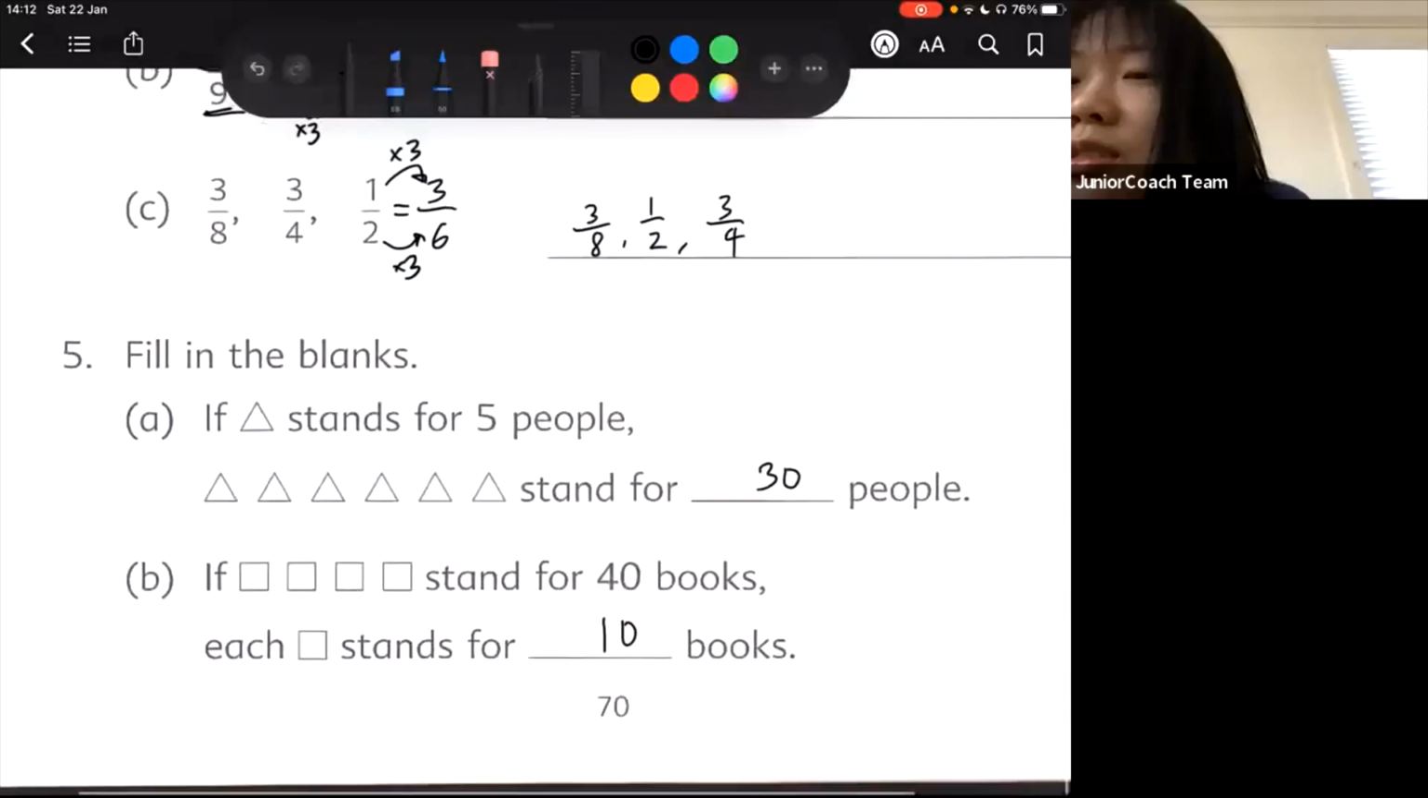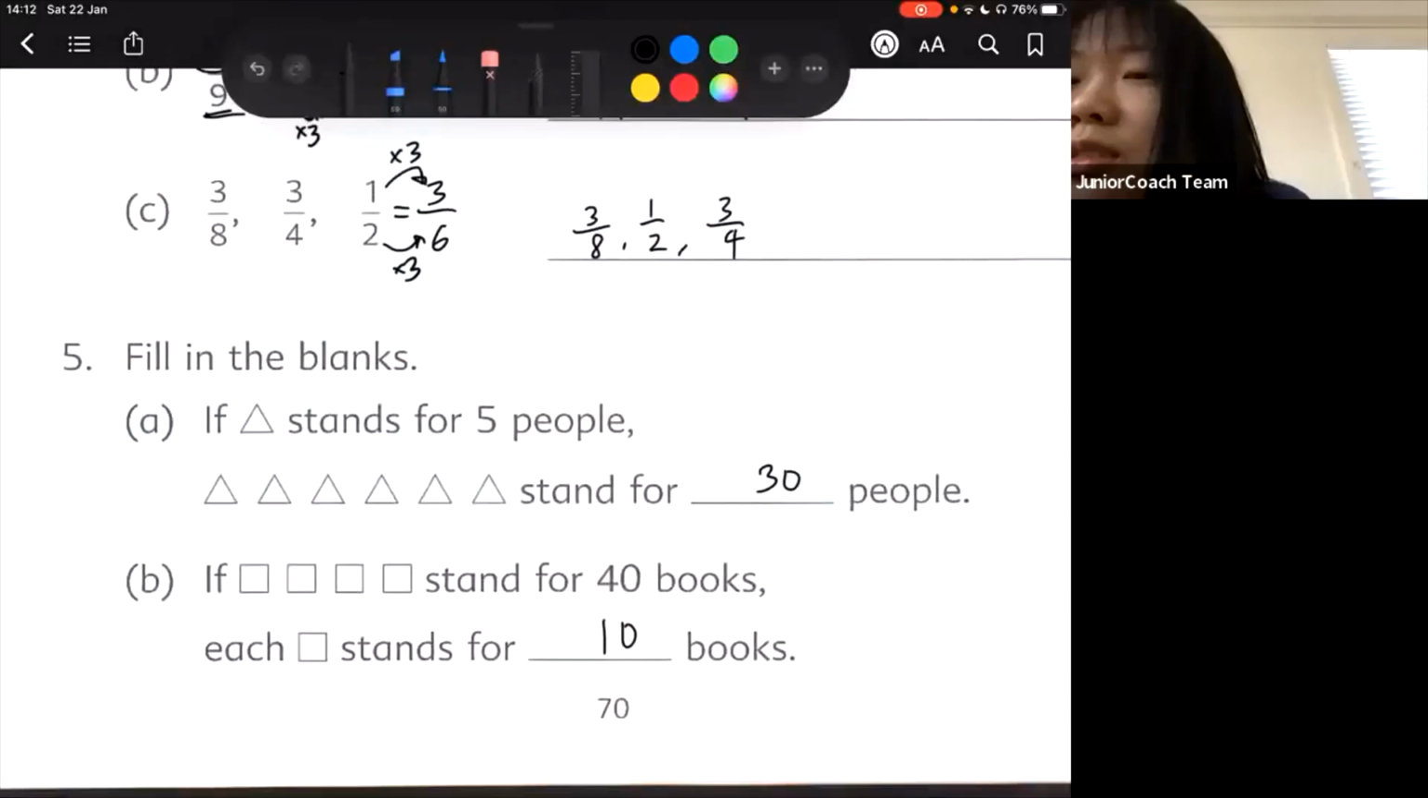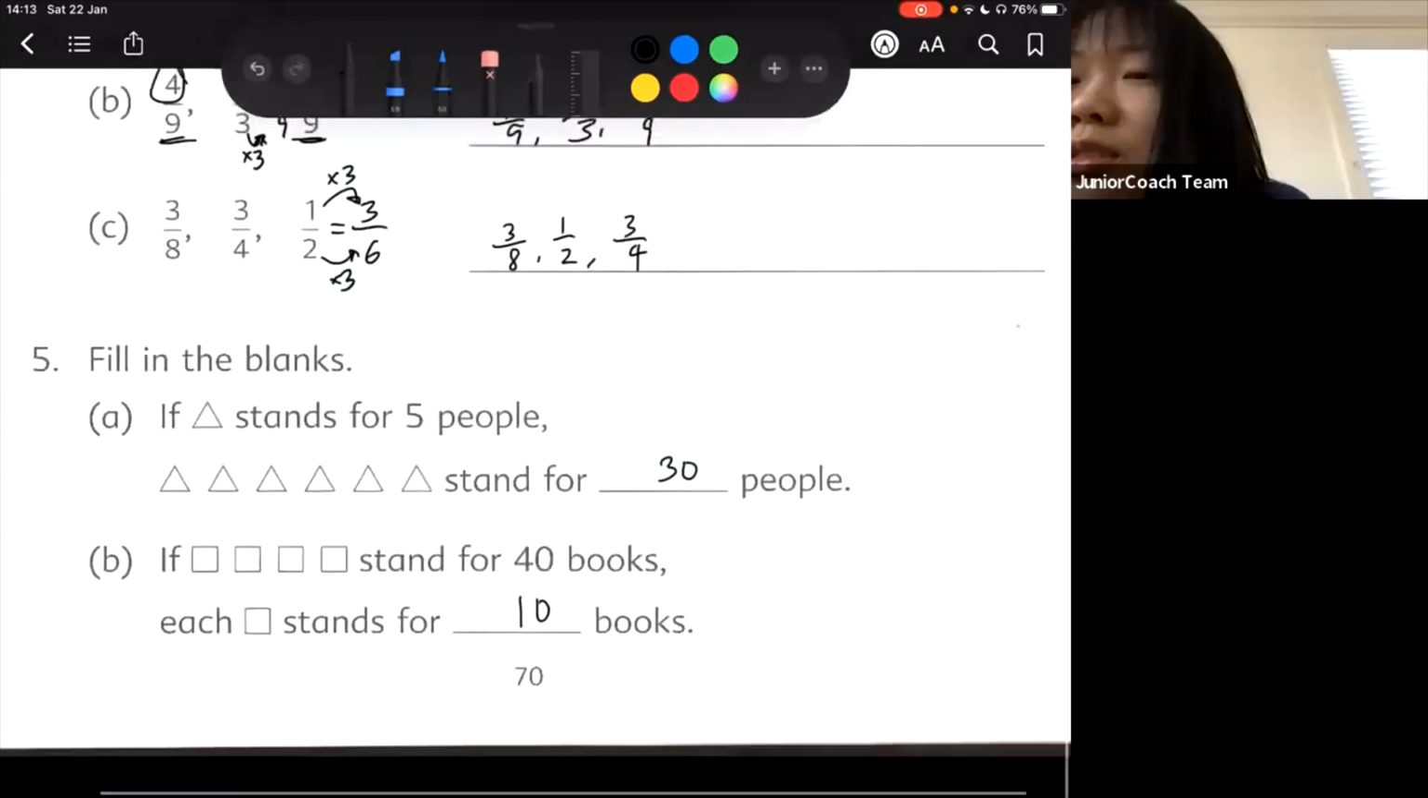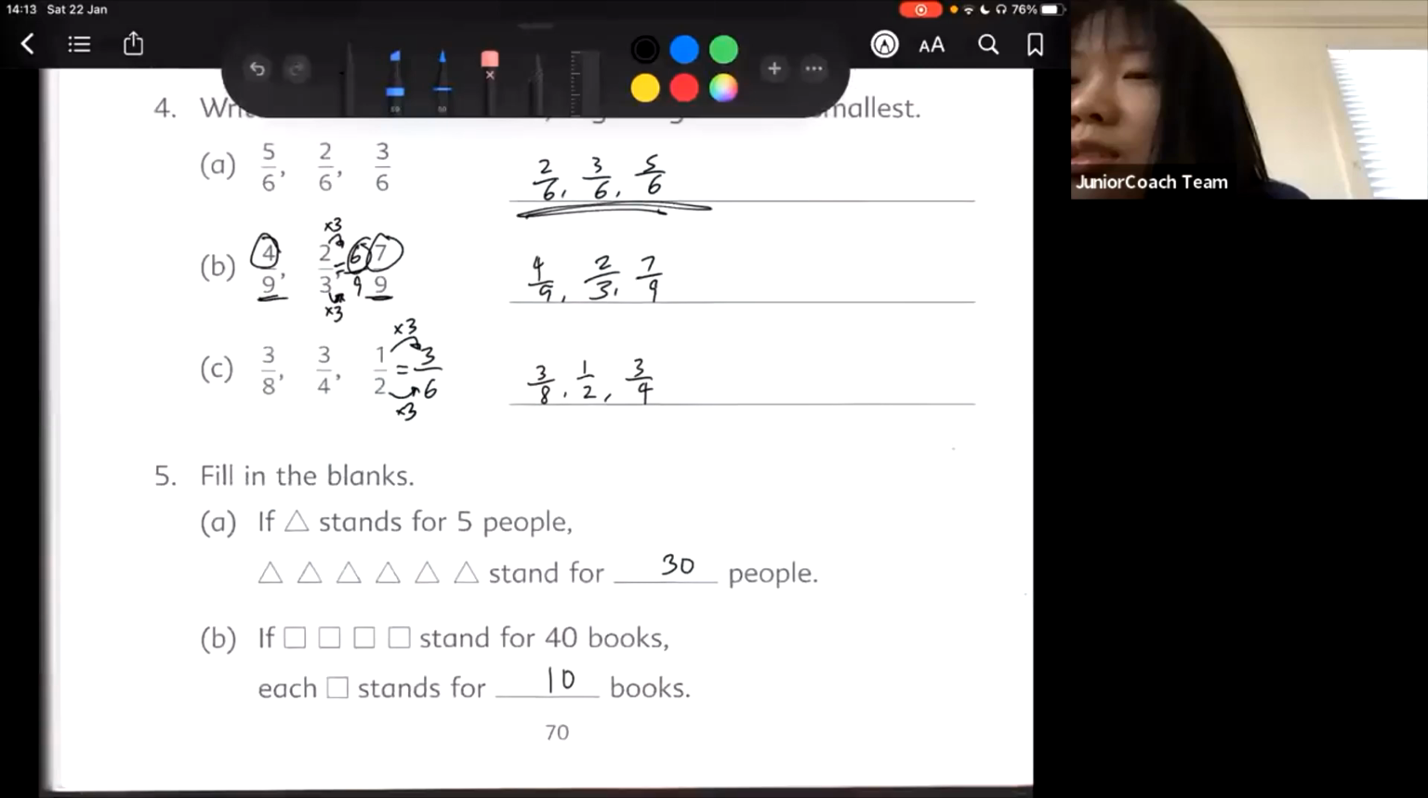Okay, this one should be pretty simple actually. If one triangle stands for 5 people and you have 6 triangles, I need to count these. If you have 6 triangles, then obviously it's 6 times 5 is 30. I think you all got that right when I checked your homework. This is kind of like an introduction to algebra. You also got those right, so good.